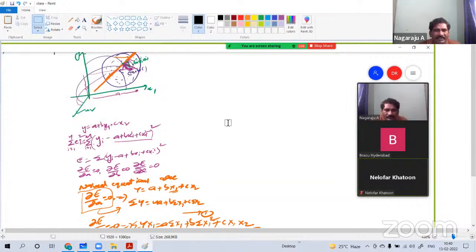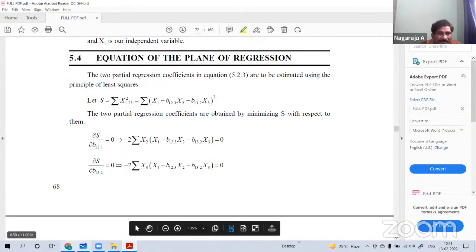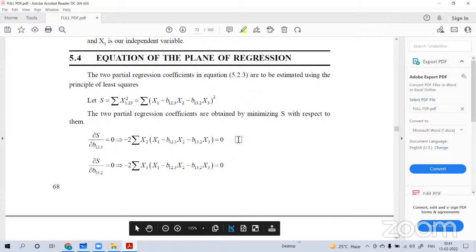Now, here, if I take this as an equation, my screen is visible now? My screen is visible now? Yes, sir. Okay, fine.